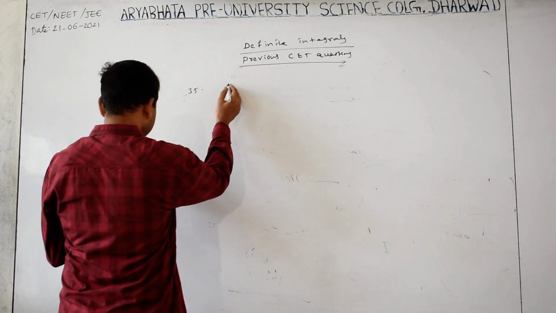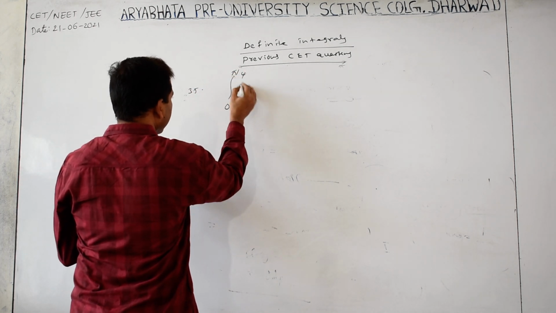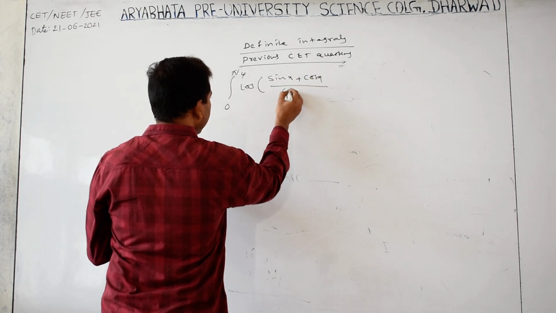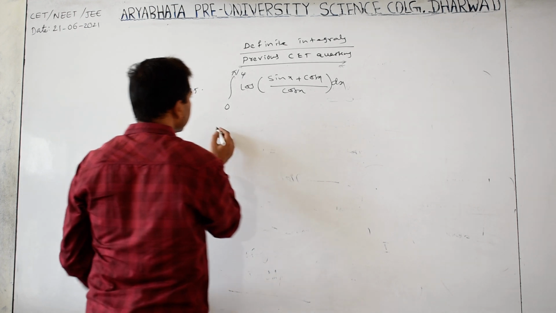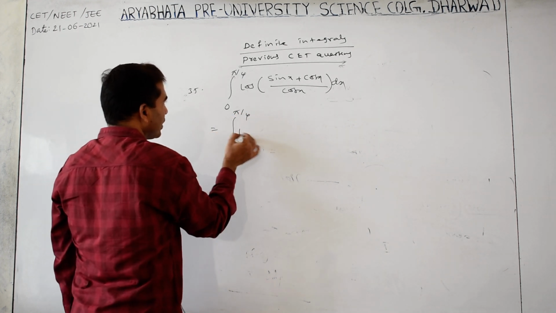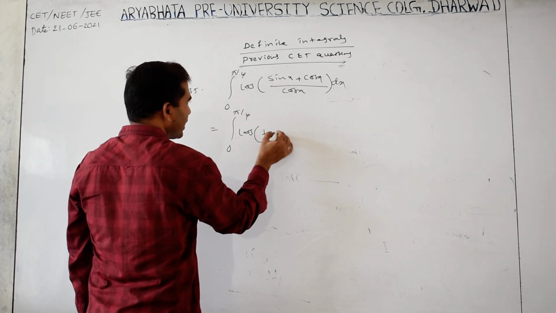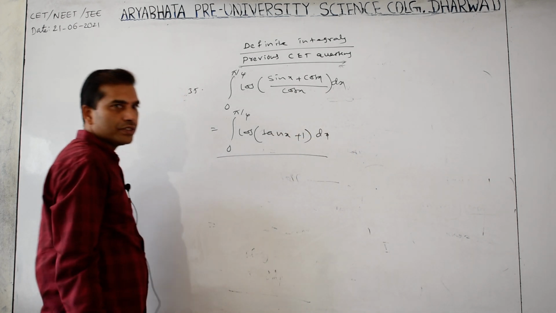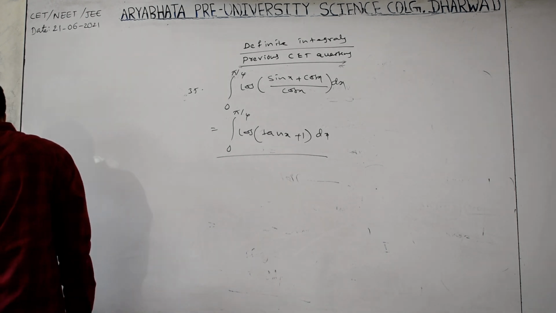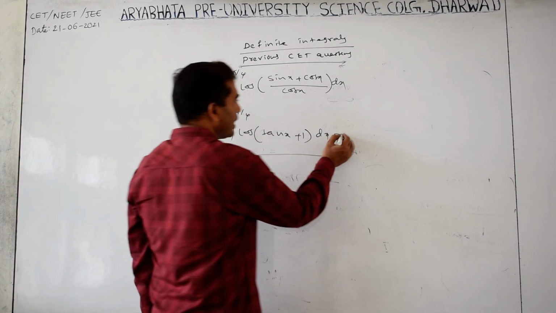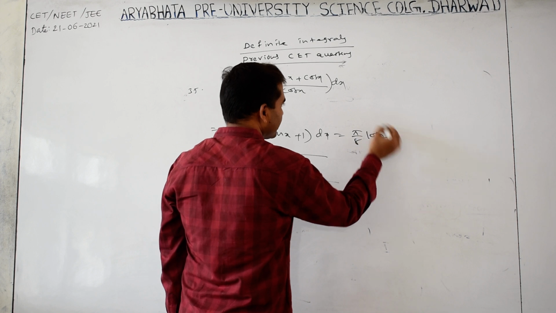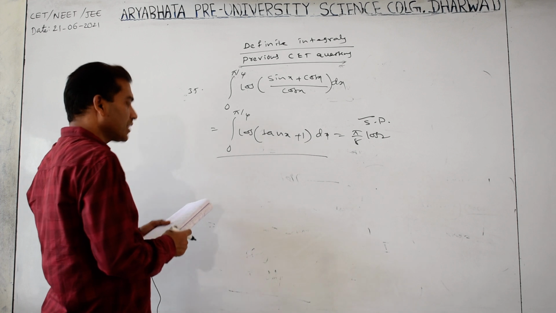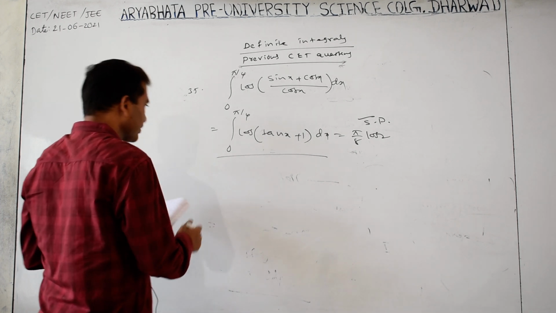Question number 35. Integration of 0 to pi by 4 log of sin x plus cos x divided by cos x dx, which is log of tan x plus 1. So this is the standard formula: integration of 0 to pi by 4 log of 1 plus tan x dx equals pi by 8 log 2. This is a standard result. Every year, compulsorily one question will be asked from the standard results.